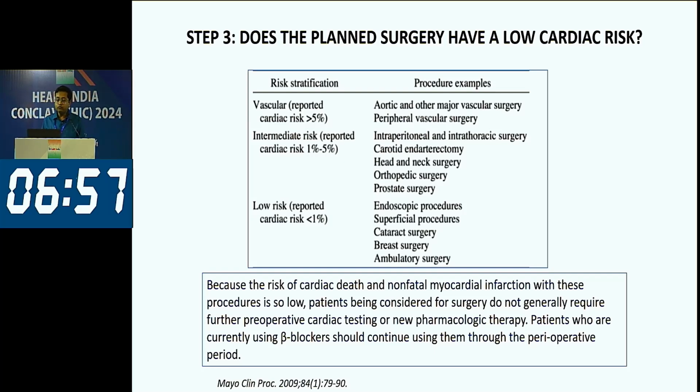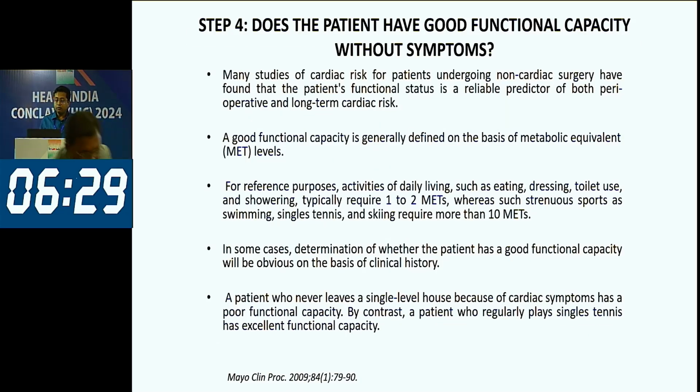And then you have the step 3 approach, whether the patient is having a high risk surgery, intermediate risk surgery, or a low risk surgery. So low risk surgery procedures like endoscopic procedures, superficial procedures like breast surgery, cataract surgery, or ambulatory surgery can be a total green signal. But the high risk surgeries like aortic, major vascular and peripheral vascular surgeries need to be further deliberated. Now, the functional capacity, we look for the METs.